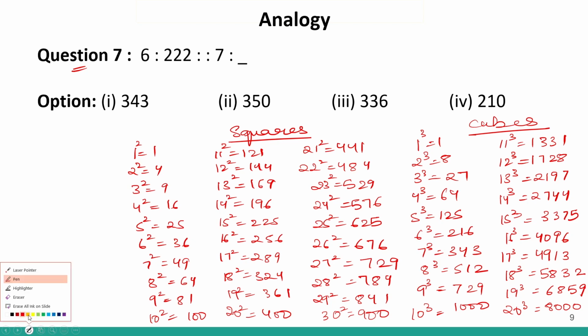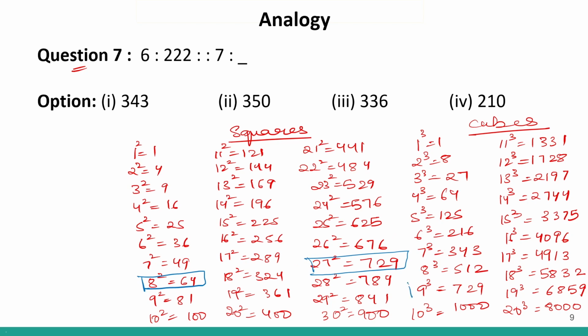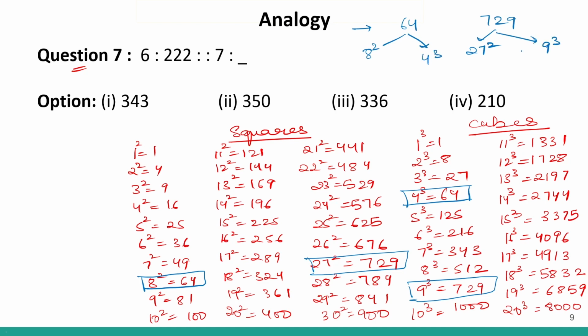Now let us focus on two numbers. Very important. Basically there are two numbers, 64 and 729, that are both perfect squares and perfect cubes. So 64 is 8 square, 729 is 27 square. Similarly 64 is 4 cube and 729 is 9 cube. So these two numbers, 64 and 729, are both perfect squares and perfect cubes. So this concept is also important, you should know.